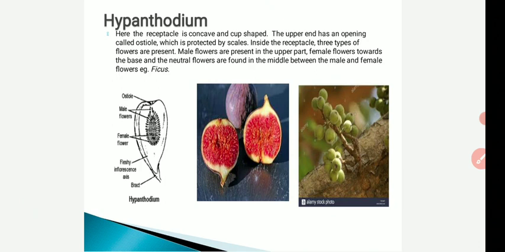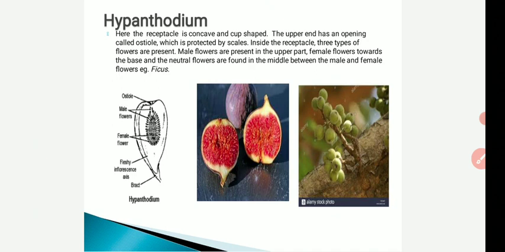The diagrammatic representation is given here in the slide. At the apical region where this receptacle joins, there is one small opening, that is called an ostiole. Now the flowers are arranged inside the receptacle in cymose groups.